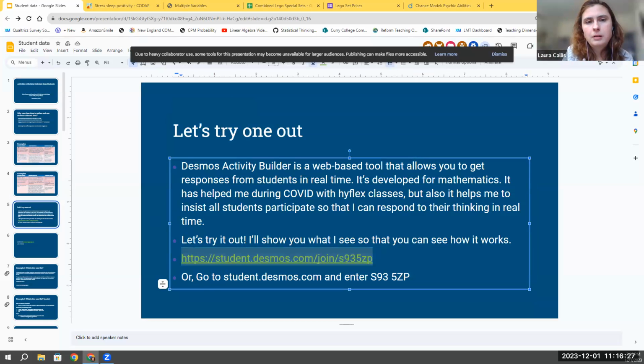I'll just put the link in there. You can click on the link in the chat. You can click on the link on slide 5, or you can go to student.desmos.com and it'll ask you for a code, and the code is S935ZP. And I'll click 2 so you can see what it looks like.